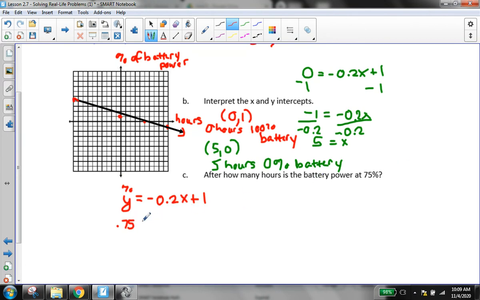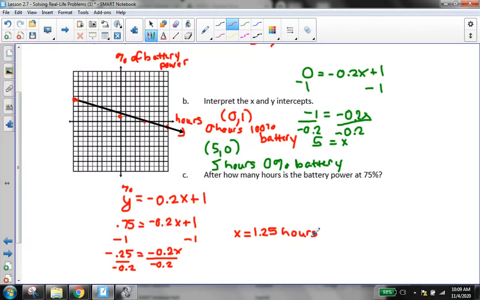And since this is already in decimal form, I'm going to do 0.75 equals negative 0.2x plus 1, and then I'm going to solve that. So I'm going to subtract both sides by 1. I'm going to get negative 0.25 equals negative 0.2x. Divide both sides by negative 0.2, and I'm going to get my answer for x, which is going to be x equals 1.25. Now the unit in the problem, since I labeled my axes, it's going to be x equals 1.25 hours.